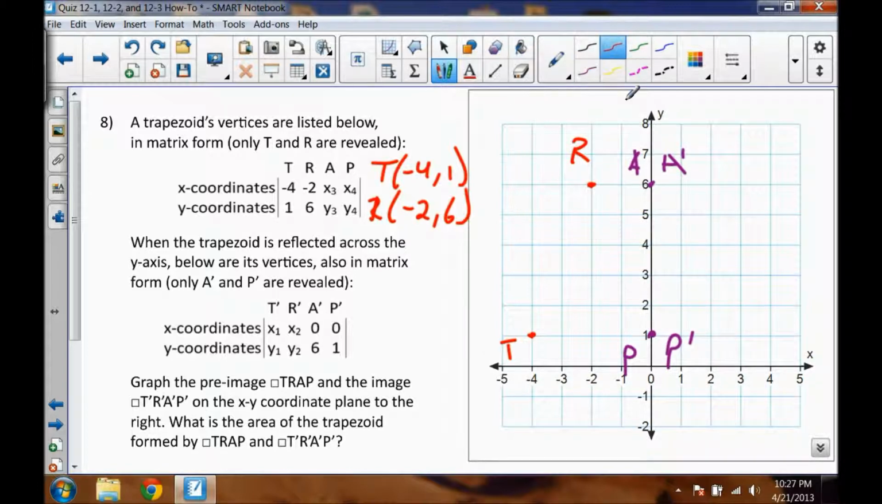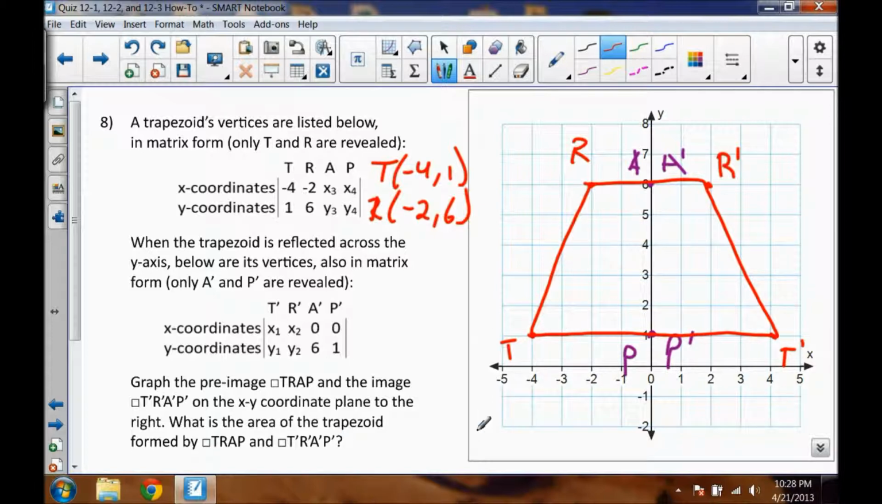Now T and R would be in a different place though. I reflect this across the y-axis, where would I go? 1, 2, 3, 4. 1, 2, 3, 4. Here's T prime. And R, 1, 2, 1, 2. Here's R prime. So together, this pre-image and this image make this shape, which is a trapezoid. So what is the area of the trapezoid formed by both of these?